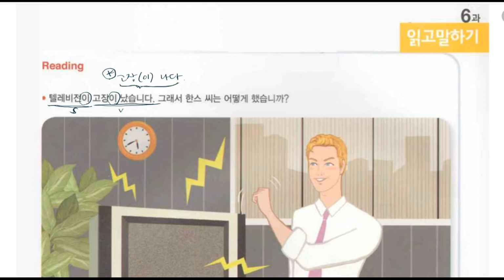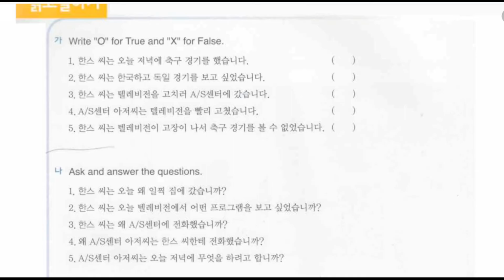So, how did Hans do? How did Hans do? 자, question 먼저 봅시다. Question sentences, true or false. 한스 씨는 오늘 저녁에 축구 경기를 했습니다. 자, Hans did a soccer match this evening. Did he play soccer match or not?